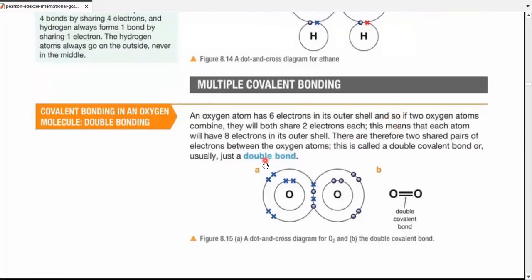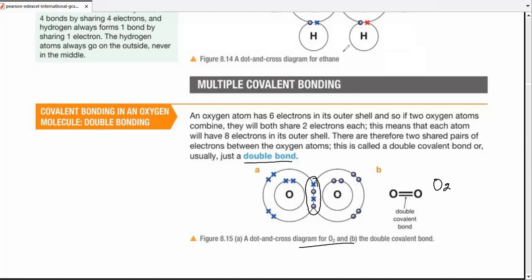Multiple covalent bonding. Now, covalent bond is not just about sharing 1 pair of electrons. It can share more. An oxygen atom has 6 electrons in its outer shell. So if 2 oxygen atoms combine, they will both share 2 electrons each. This means that each atom will have 8 electrons in their outermost shell. Therefore, 2 shared pairs of electrons between the oxygen atoms represent a double covalent bond, or we simply call it a double bond. A double bond is actually 4 electrons shared between 2 atoms and is shown by a double line like this. This is for oxygen molecule.